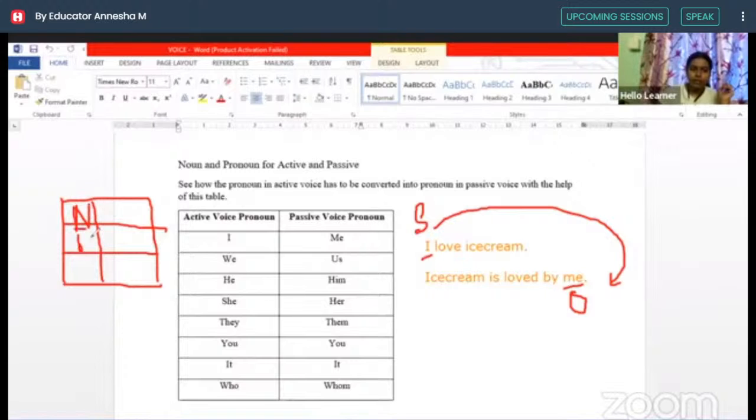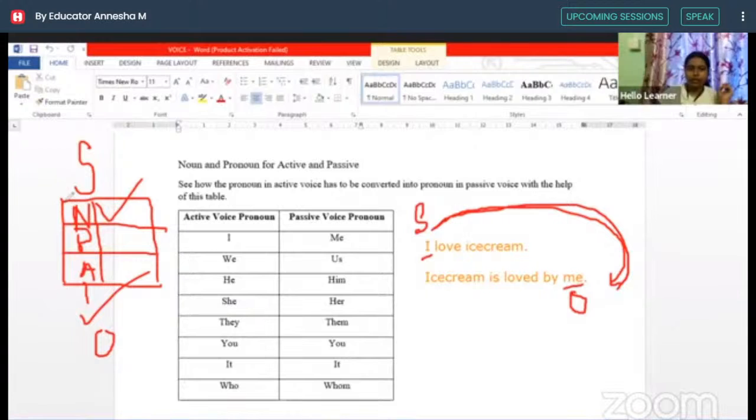Nominative case, possessive case, and accusative. Nominative is used for subjects, accusative is used for objects, right? So when we are changing the subject into object, then it is changing from the nominative case to the accusative case. In that case, what happens is I becomes me, right?